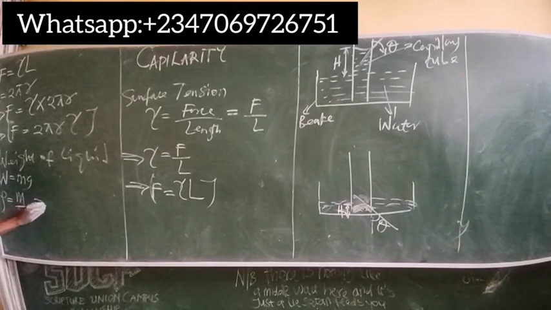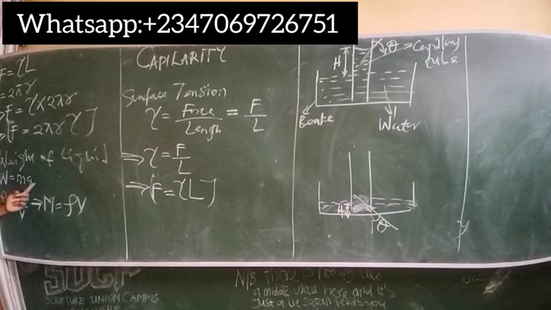So which means we can actually make mass the subject, and that will simply give us density times volume by simply cross multiplying. Volume multiplies density. So you simply have that the mass of the liquid is simply density times what? Volume, which is density of the liquid times volume of the liquid.